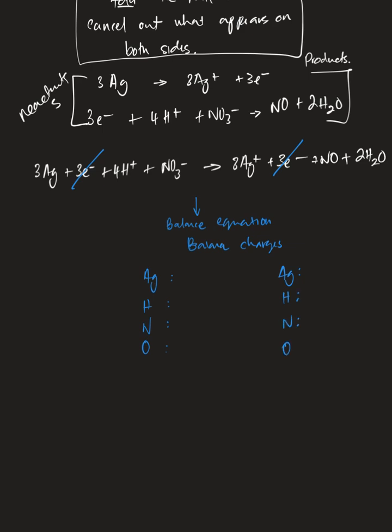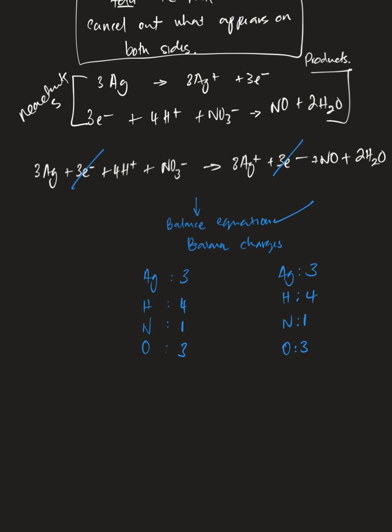So when I'm looking at this, I've got Ag, I've got 3 and 3. Hydrogens, I've got 4 here, and I've got 4 on the other side because 2 times 2. Nitrogens, I've got 1 and 1, and then oxygens, I've got 3 on this side and I've got 3 on the other side. Right, so I've balanced the equation. The next thing I need to do is I need to balance the charges.